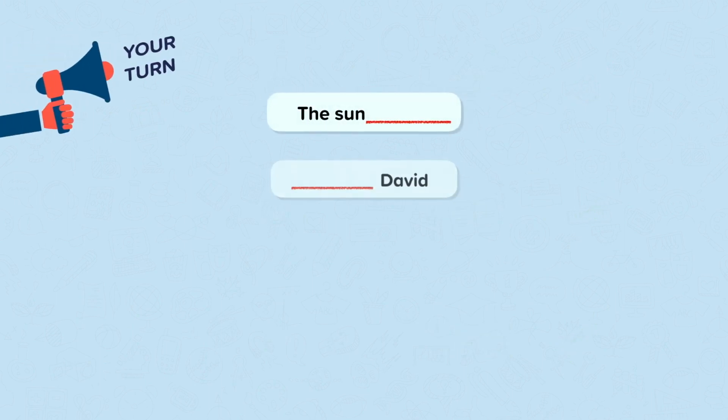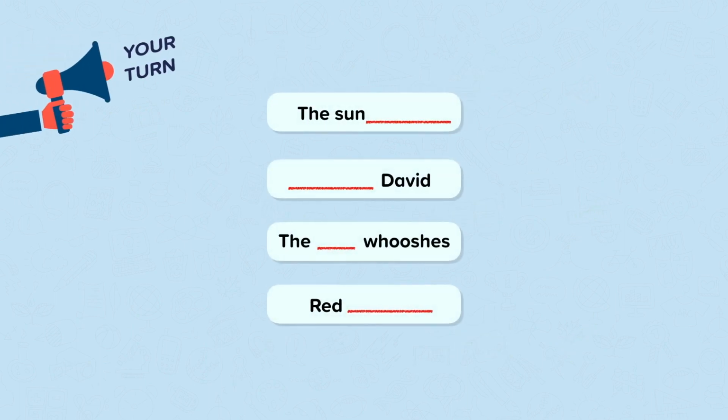Now, let's see if the examples you chose at the beginning were correct. You may have chosen to complete the sun with the word shines. The sun shines. But this is not an example of alliteration because the s and sh sound are different. However, if you went for a word like sizzled, this would be correct because the s sound is the same.